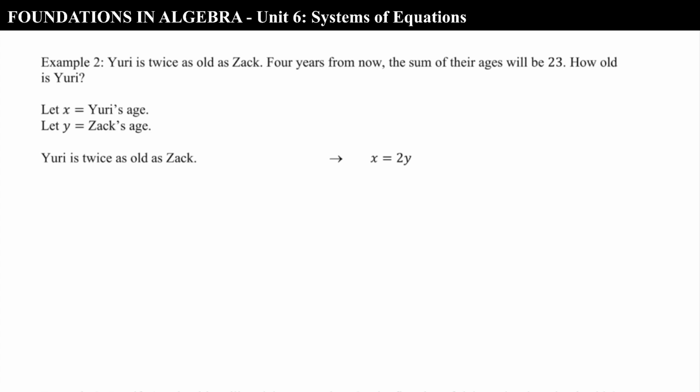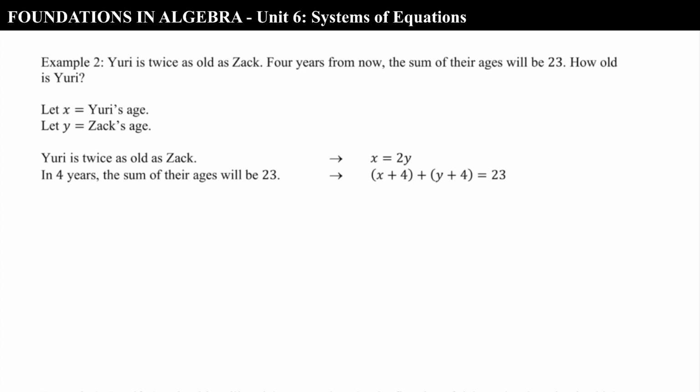4 years from now, the sum of their ages will be 23. So, what does this mean? Well, in 4 years, Yuri will be x plus 4 years old. In 4 years, Zach will be y plus 4 years old. And if you add those two things together, it will be 23. So x plus 4 plus y plus 4 equals 23.